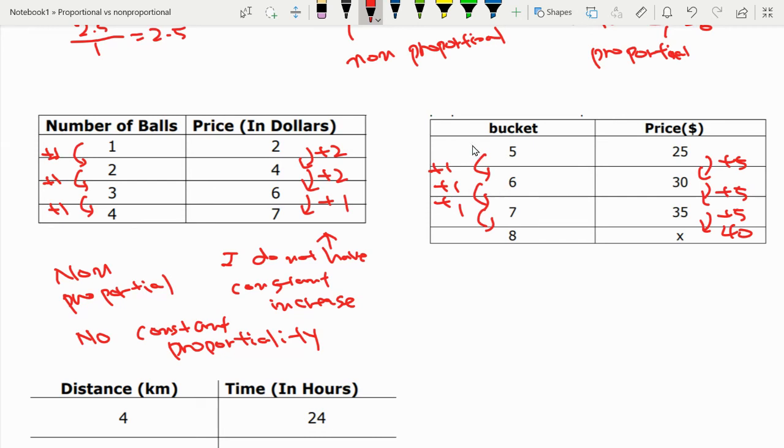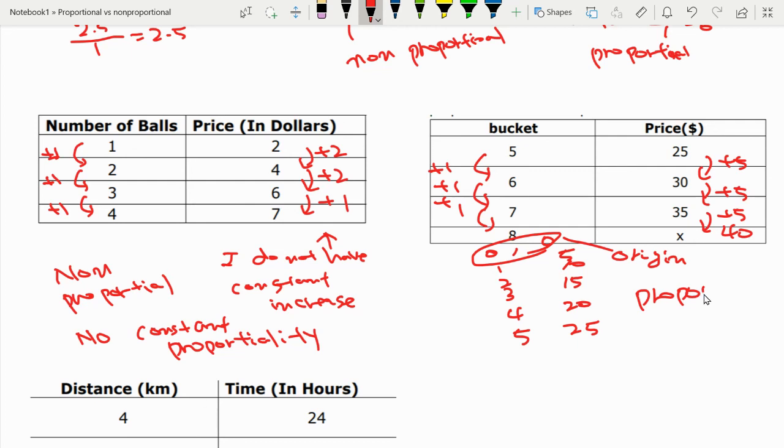All right. Is this proportional? That I need to find out. So it was 5, 4, 3, 2, 1, 0. When it was 5, it was 25. So 4 gives 20, 3 gives 15, 2 gives 10, 1 gives 5, and 0 gives 0. Oh, 0, 0. I have the origin. If I have the origin, that means it's proportional. Right, moving on.